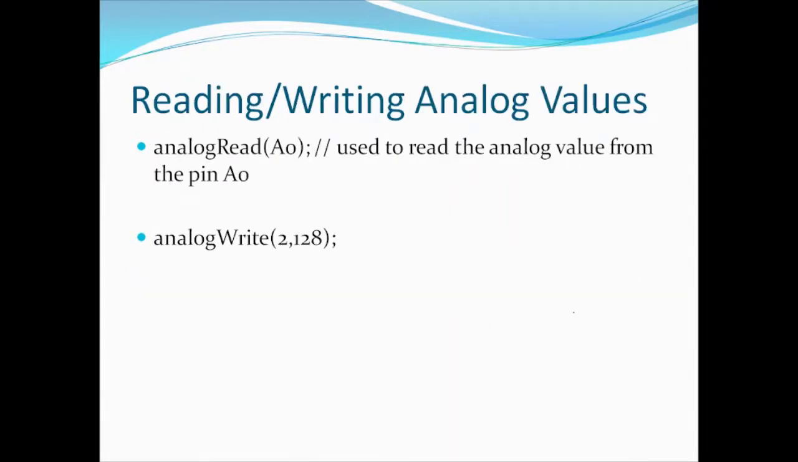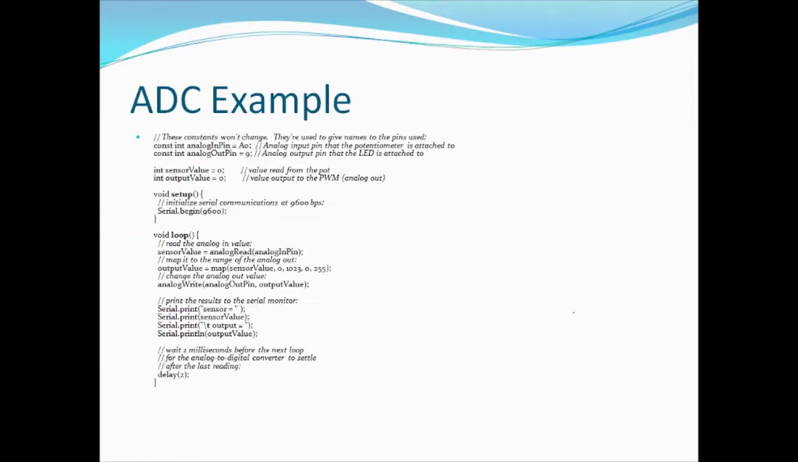Next is reading and writing of analog values. That is analogRead(A0). It is used to read the analog value from pin A0. analogWrite(2, 128) writes this analog signal to pin 2.